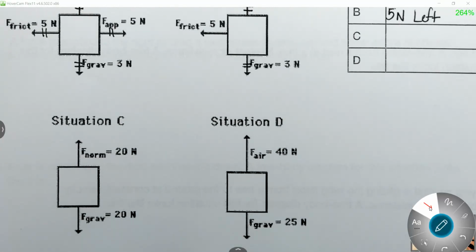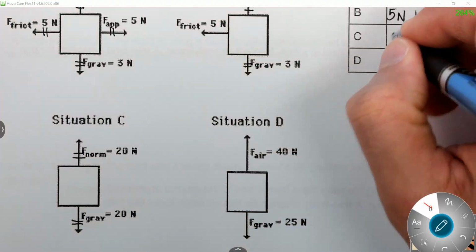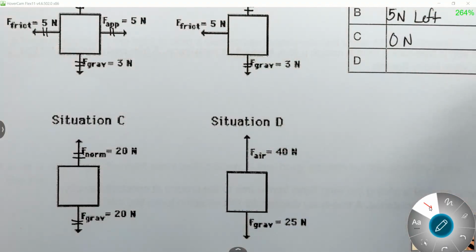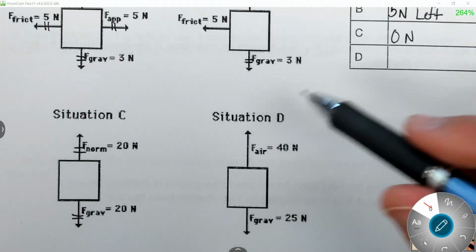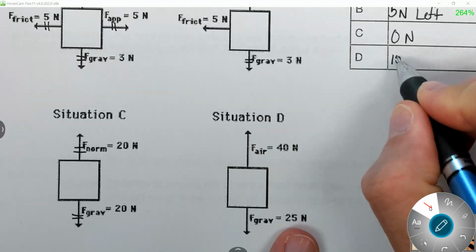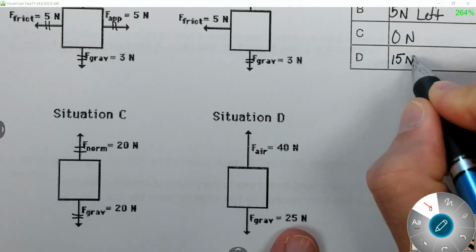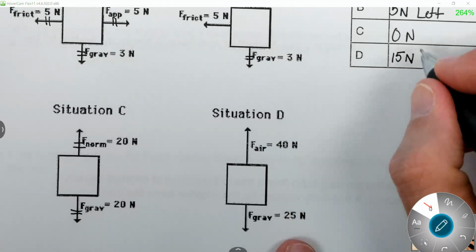C, we got 20 up and 20 down, balanced. So what would the net force be? Very good, 0. And D, you have 40 up and 25 down, opposite directions we subtract. 40 minus 25, 15. But what direction would the net force be? Up, because the upward force is larger.